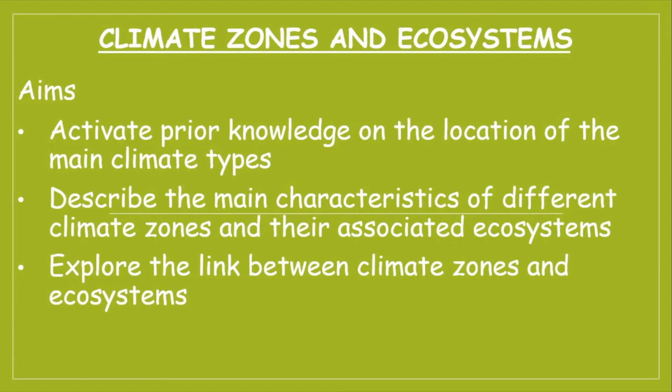So we're going to activate our prior knowledge on the location of the main climate types, the main climate zones that we looked at before. And we're going to revisit the main characteristics of those climate zones, but also add to that the characteristics of their associated ecosystems and explore the links between climate zones and ecosystems. So pause the recording here for a moment. Go ahead and write this main title down in your books, please.